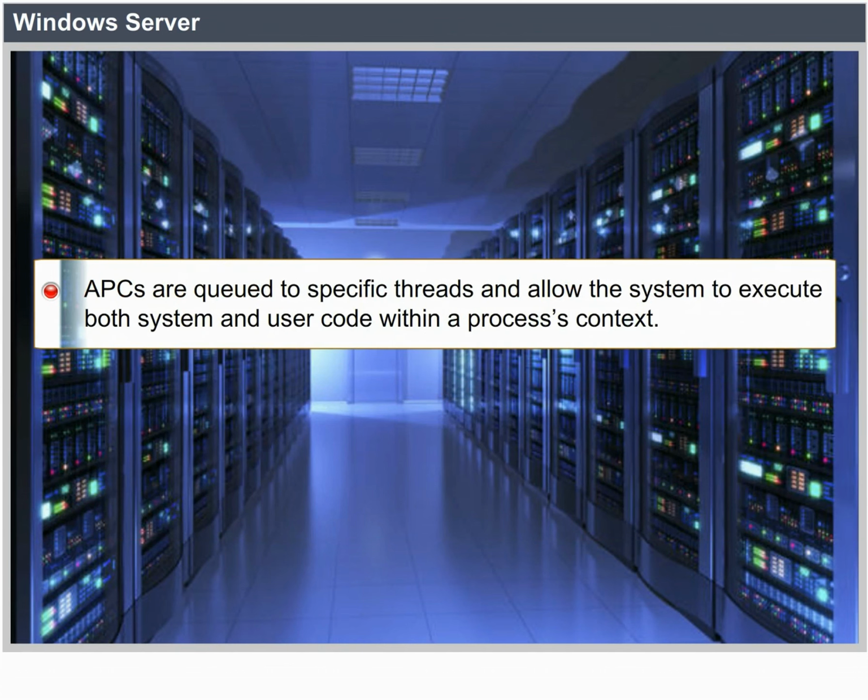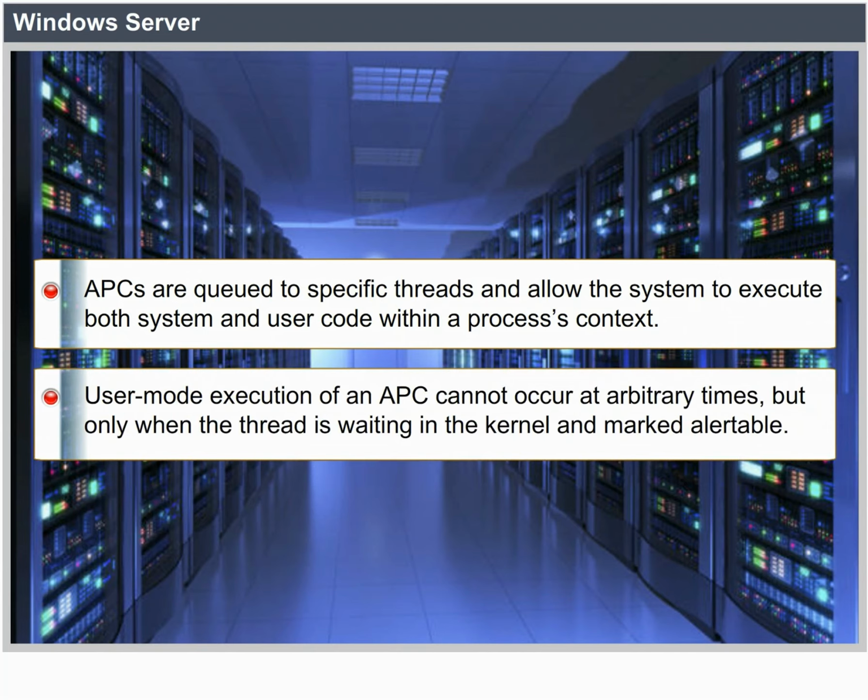APCs are queued to specific threads and allow the system to execute both system and user code within a processor's context. User mode execution of an APC cannot occur at arbitrary times, but only when the thread is waiting in the kernel and marked alertable.